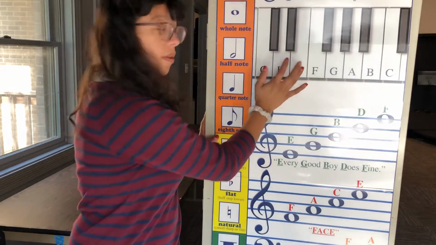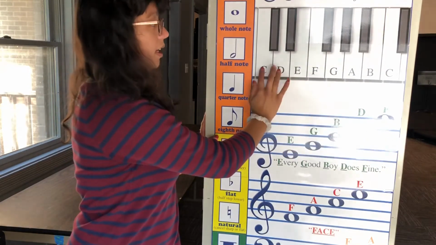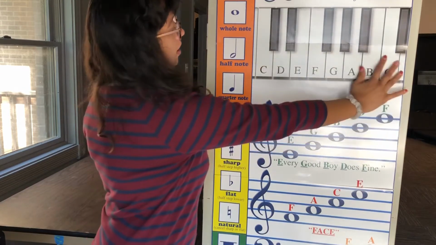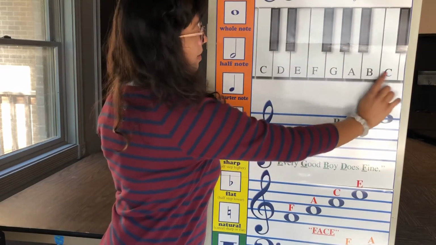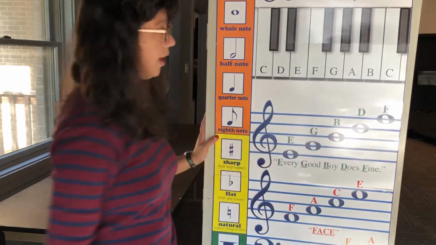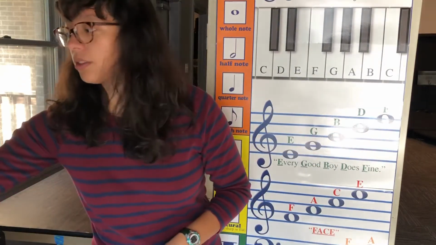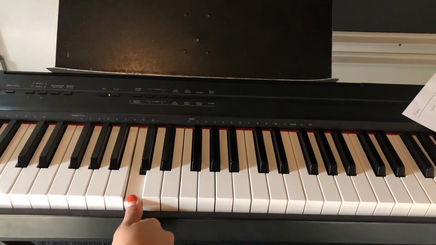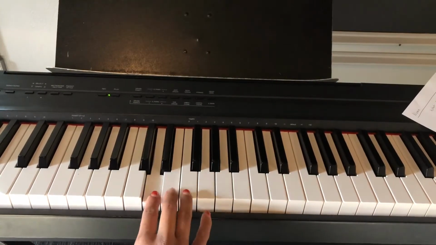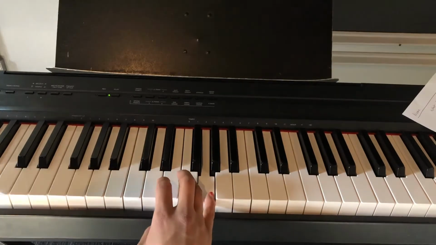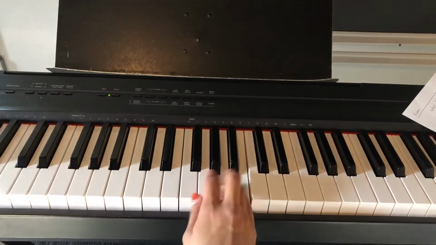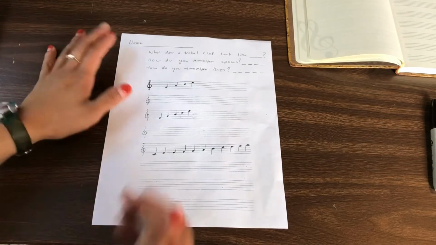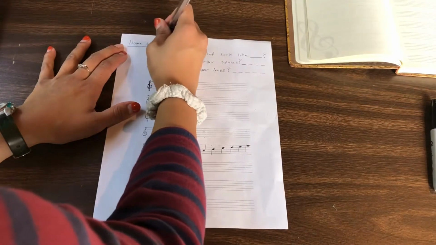So some of you may know, a lot of you may know, that on a keyboard, go C, D, E, F, G, A, B, C, right? And it keeps going round and round, going A, B, C, D, E, F, G, okay? So let me show you on the actual keyboard. Hold for a sec. So right here we have middle C, and then we have D, E, F, G, A, B, C.